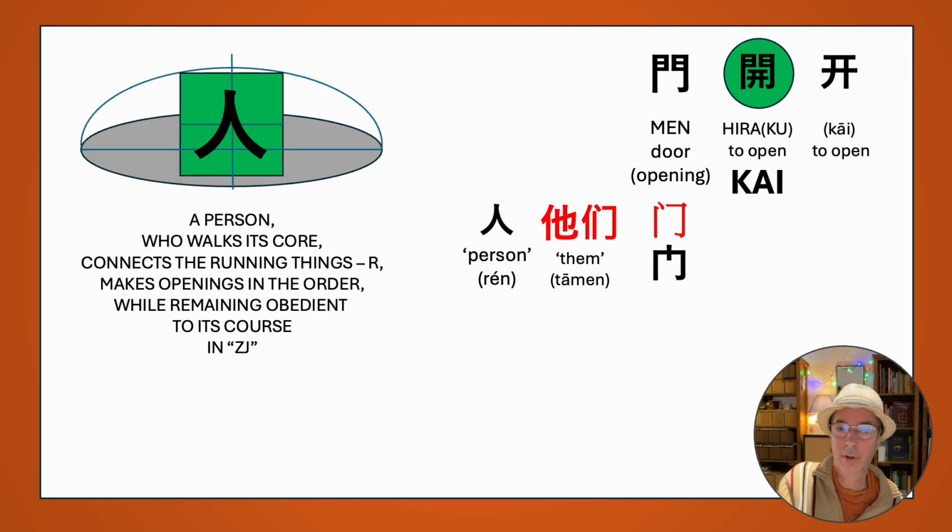We already started from this symbol or character, which is referring to a person, which is basically like someone who inserts itself, so that you can understand it and remember it well. It inserts itself into the sentences as the leading part in the reasonings of our conversations. A person who walks its car, connects to the running things, makes the openings in the order while remaining obedient to its course. This is the person or ren.